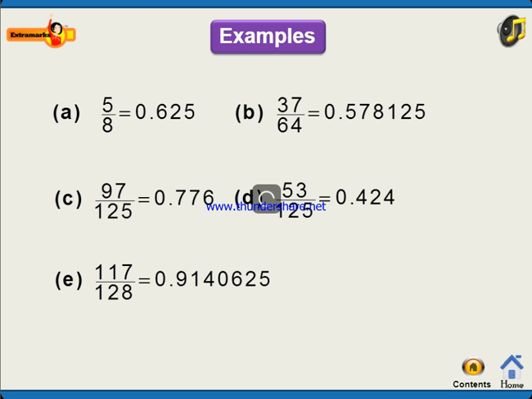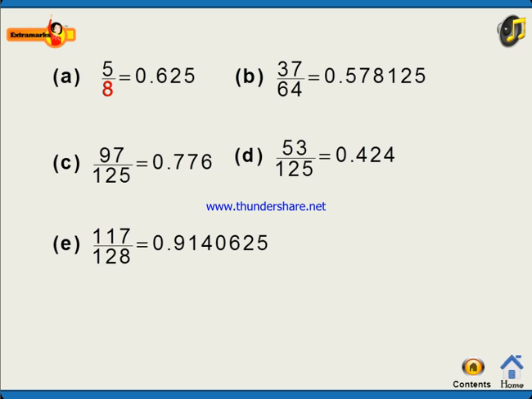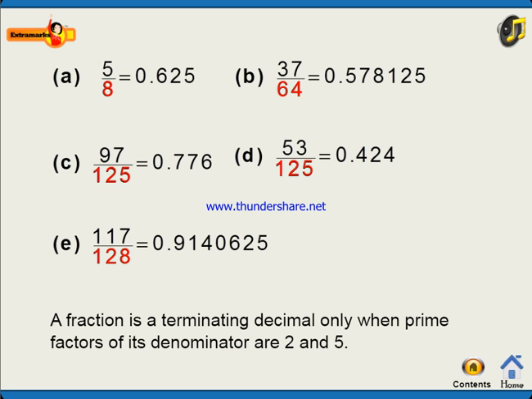Observe some more examples of terminating decimals. Observe these fractions. We find a fraction is a terminating decimal only when prime factors of its denominator are 2 and 5.